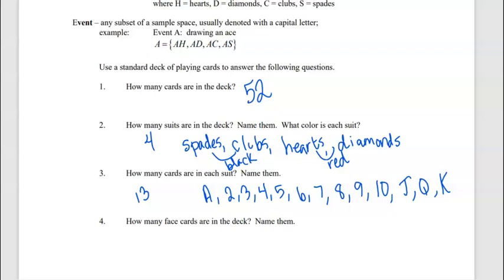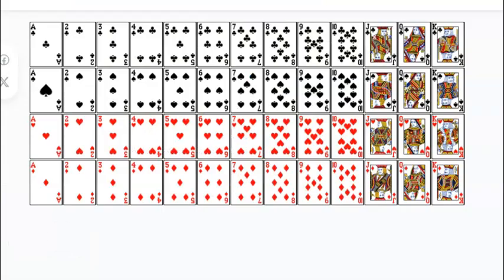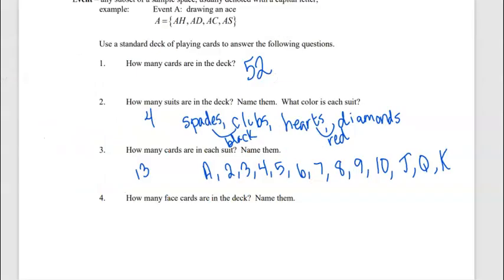How many face cards are in the deck? We're going to name them, and we've already talked about those. The face cards are the jacks, the kings, and the queens of each suit. And so there's 12 of those. There's 3 in each suit times 4 suits. That's 12 cards. So we have the jack of spades.